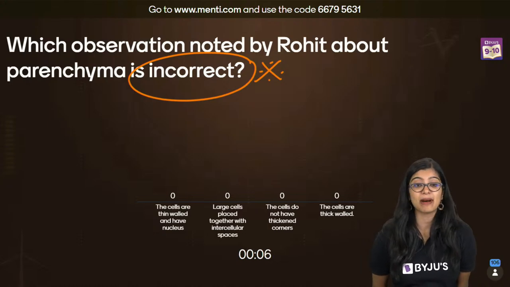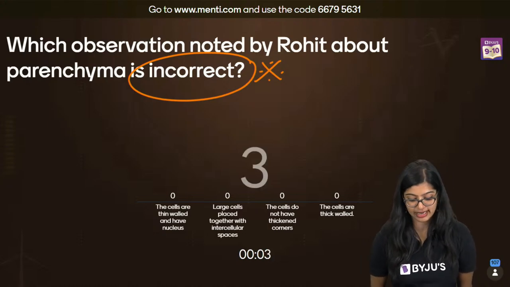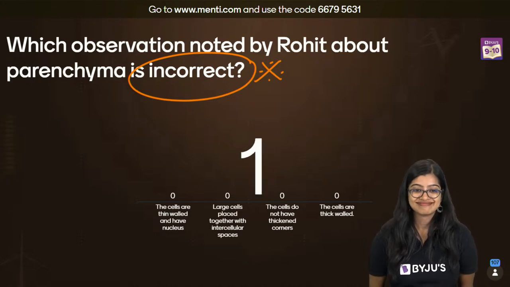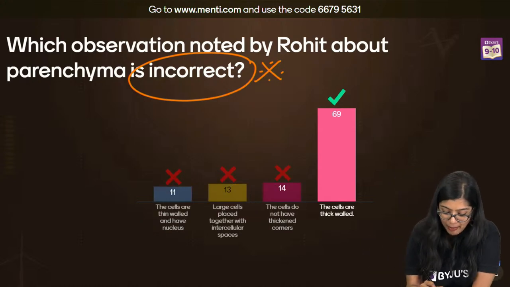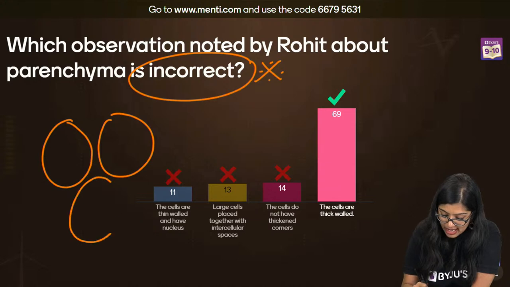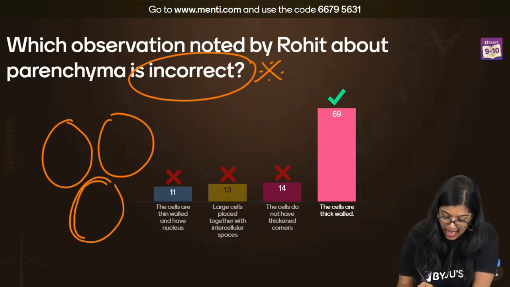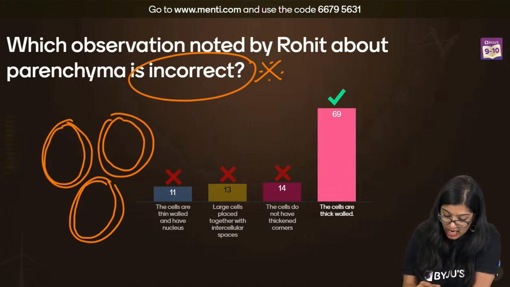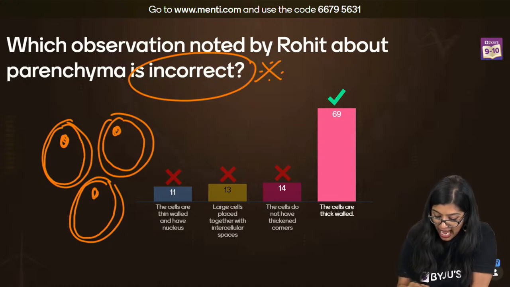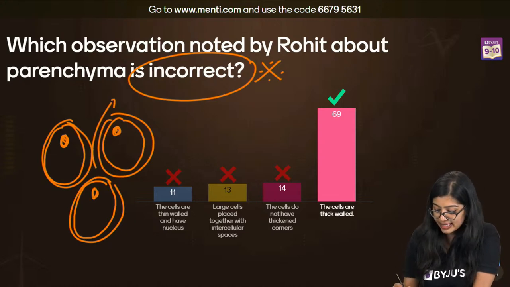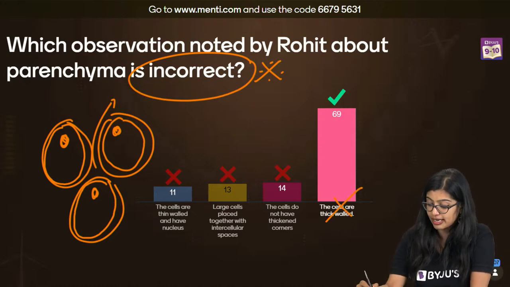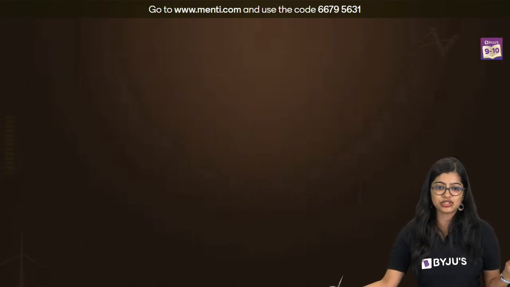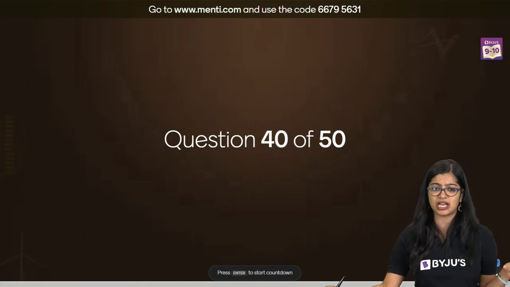Yes, everybody, we're talking about statements which are incorrect about parenchyma, right? Very good. So when we talk about parenchyma cells, we know that parenchyma cells are living cells, right? And we know that they have a thin cell wall. They don't have a thick cell wall, right? We know that they are large cells which are placed together and they have intercellular spaces. And we see that they do not have thickened corners. So in this case, we see that the incorrect option here is option D. So a very easy question, right? Basically, these are inference-based questions that we are tackling here.